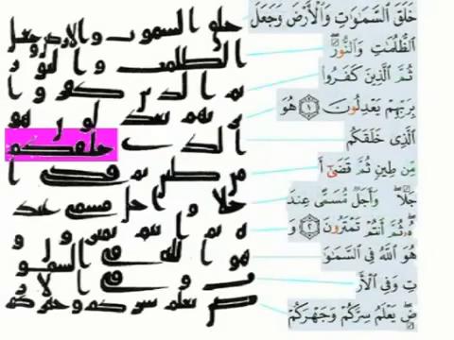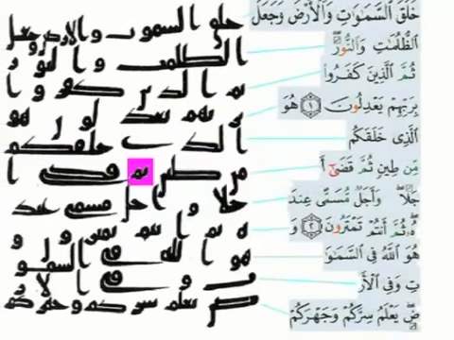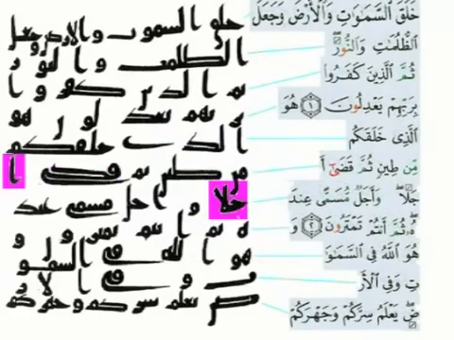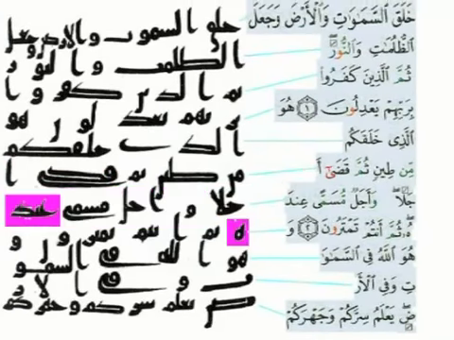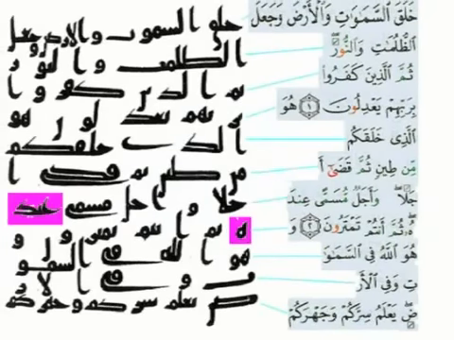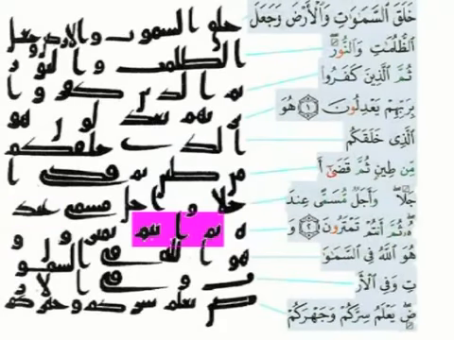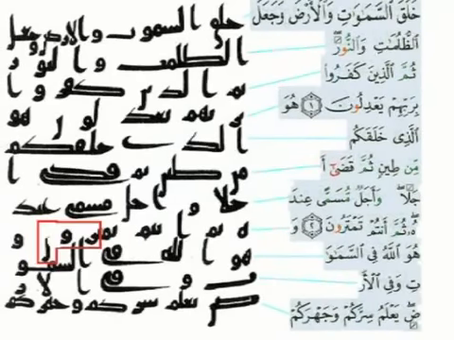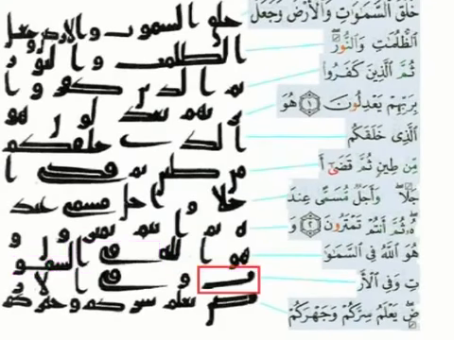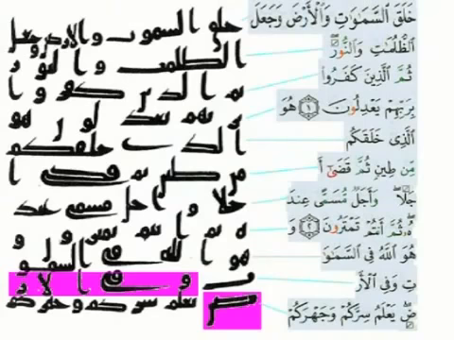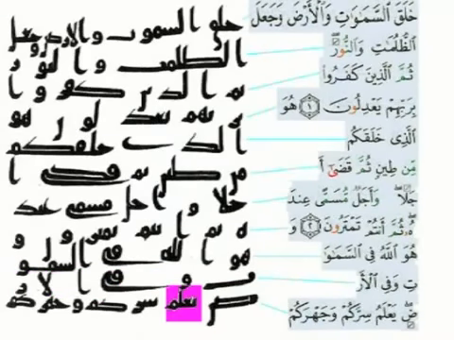Huwa alladhi khalaqakum min tin. Thumma qada ajalan. So alif is here and jim is here, next to the rest of the word. Thumma qada ajalan wa ajalun musamman indahu. Dal here and ha here. Indahu. Thumma antum tamtarun. Tamtarun. Wa huwa Allahu fis samawati wa fil ardi. Ya'lamu sirrakum wa jaharakum.